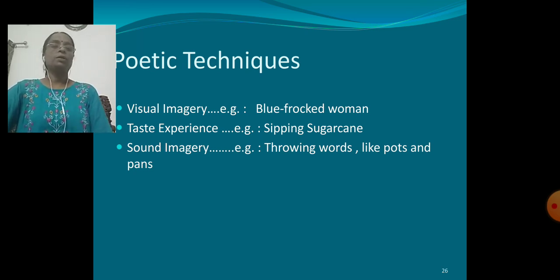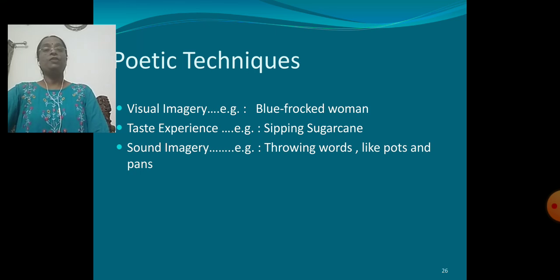I have also described the poetic techniques which are used by Kamala Das to make this poem very beautiful. So you can see the visual imagery that is used in this poem, and that is blue-frocked woman. That blue-frocked woman is used by Kamala for the teacher. Taste experience you can see in sipping sugar cane, while the other classmates are sipping sugar cane. So here you can see the taste experience by using the phrase sipping sugar cane.